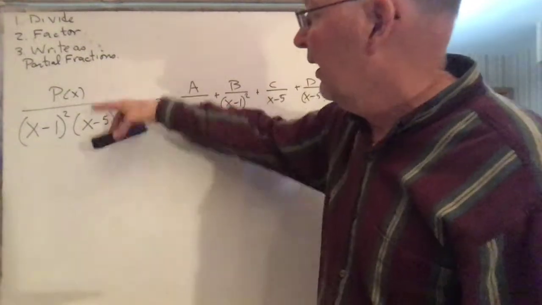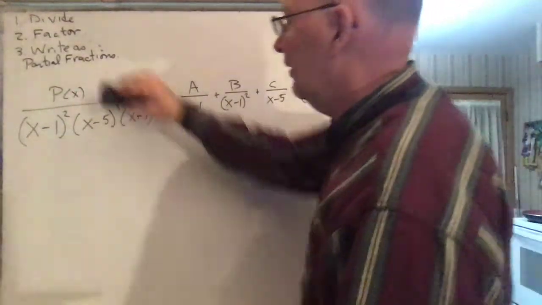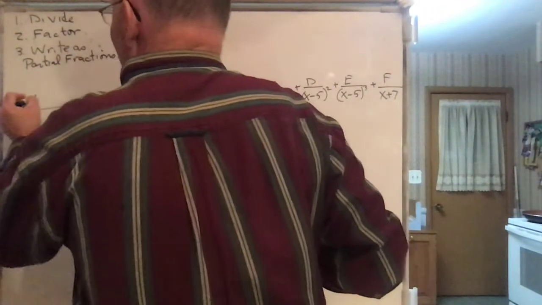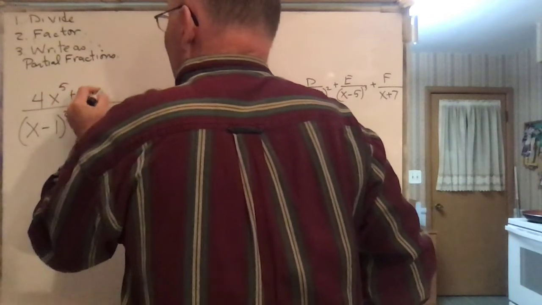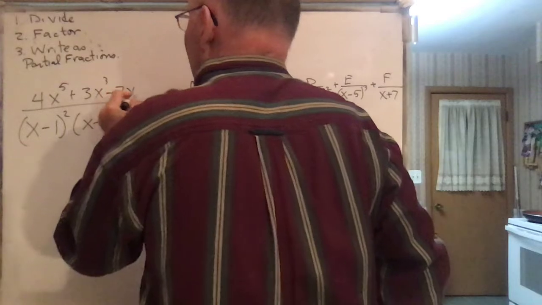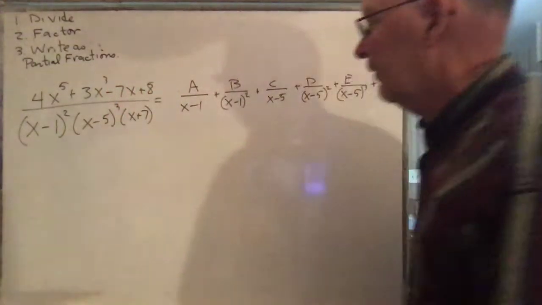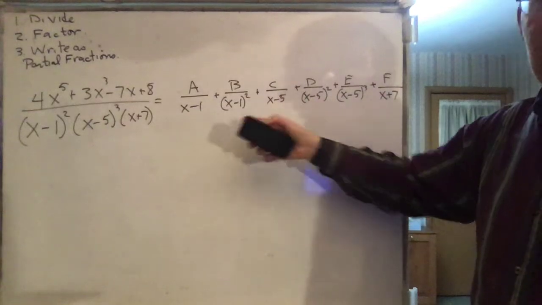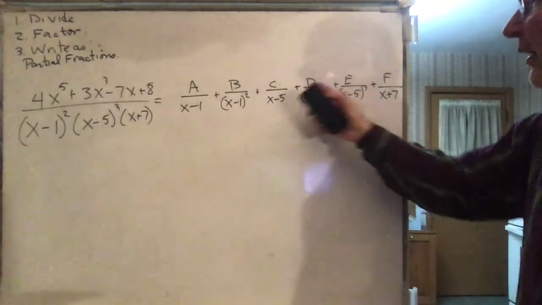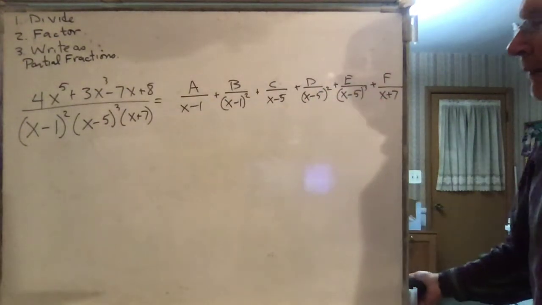And then depending on what the top is, say this is equal to 4x to the 5th plus 3x cubed minus 7x plus 8. Say it's equal to that. So you multiply through by your whole denominator, and then you use the method that I showed you before to find what all these constants are. Okay?